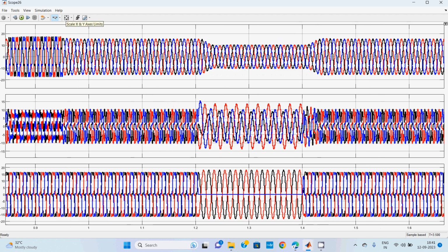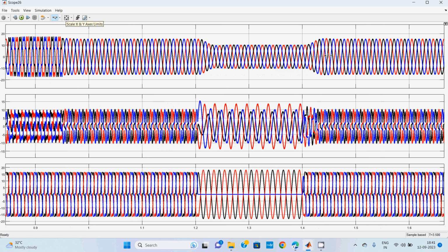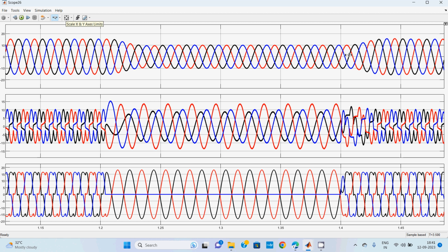This grid current is isolated for one phase only. Why? Because to create load imbalance, right? For that case, I am disconnecting one phase of the load for a short interval, from 1.2 to 1.4 seconds. At that time, how the shunt compensator can inject the currents in order to protect the grid, that is the main thing. For that purpose, we are designing in this way.